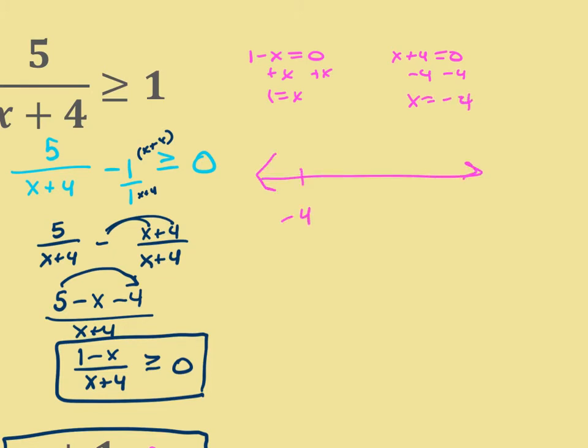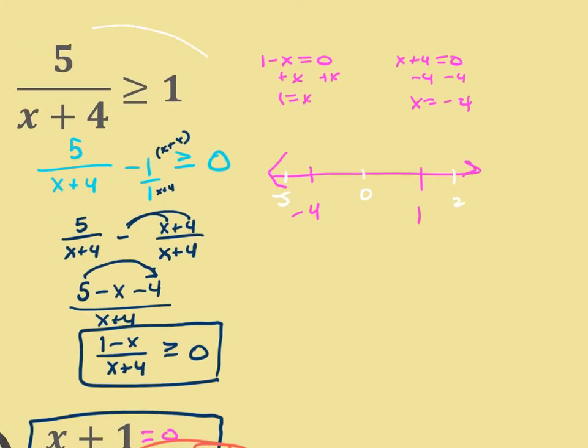Now my number line and my test points. Plug in something less than negative 4, like negative 5. Something in between, like 0. Bigger than 1, like 2. Now you can plug it into the original, or you can plug it into the one that you set greater than or equal to 0. The benefit of the original is I know that it's right, but it doesn't really matter.